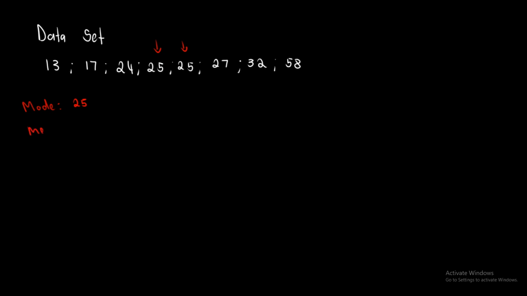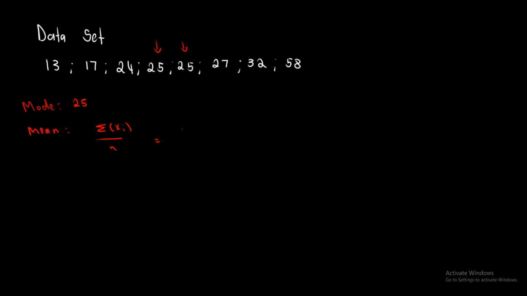Well, what about the mean? The mean is going to be the average of the data set, which means I'm going to add all the values and divide it by the frequency. Meaning, if I count these numbers, I can see there's 1, 2, 3, 4, 5, 6, 7, 8. There's 8 numbers. So let me type that in on a calculator. 17 plus 24 plus 25 plus 25 plus 27 plus 32 plus 58.